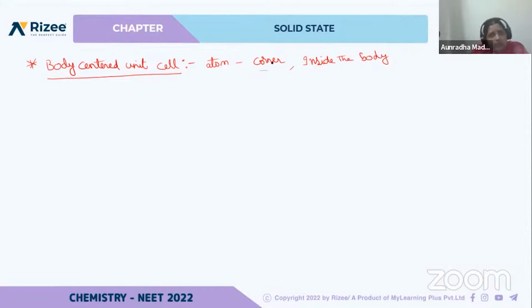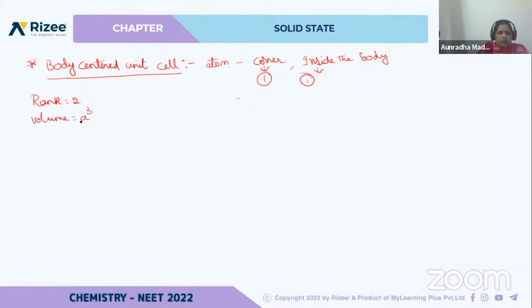Inside the unit cell, 1/8 of each corner atom comes. So one atom from the corners, and completely inside the body, one more atom. So total rank is 2. I'm writing here. This is all we discussed in our previous classes. So rank is 2.